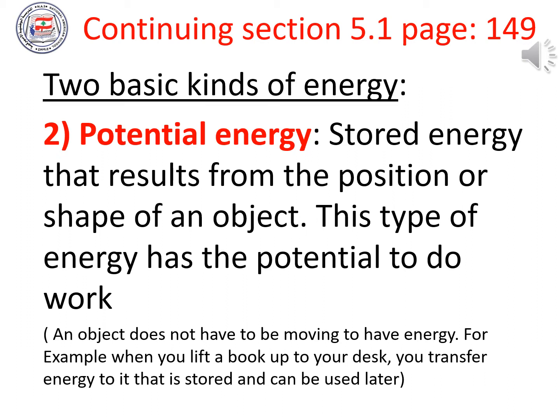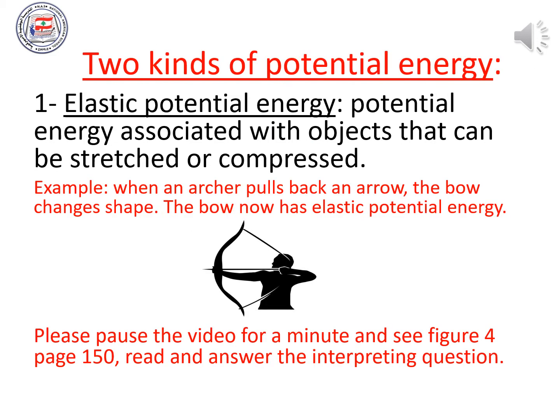Whenever you lift an object or exert work on an object, you transfer energy to this object. This energy can be stored in the form of potential energy to be used later on. For example, when the object falls back to the ground. We have two kinds of potential energy. The first one is elastic potential energy.